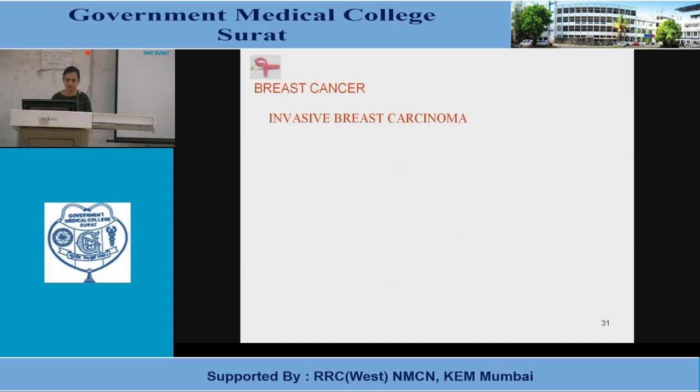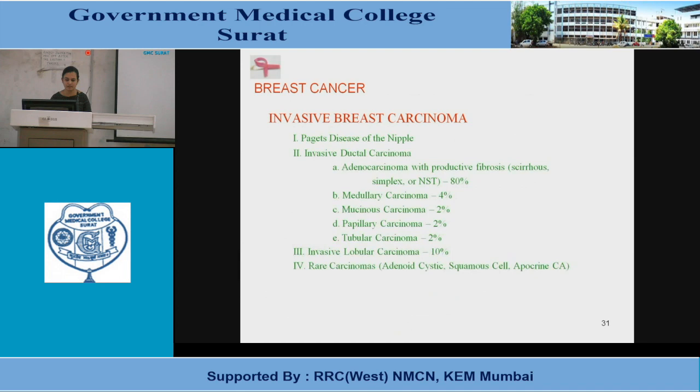So, breast cancer, basically invasive breast carcinoma. These are divided into 4 categories. First one is Paget's disease of the nipple. Second is the invasive ductal carcinoma, which is again divided into specific types. The adenocarcinoma with productive fibrosis is also known as serous type, simplex type, or no special type. So 80% of the cases of breast carcinoma are no special type.